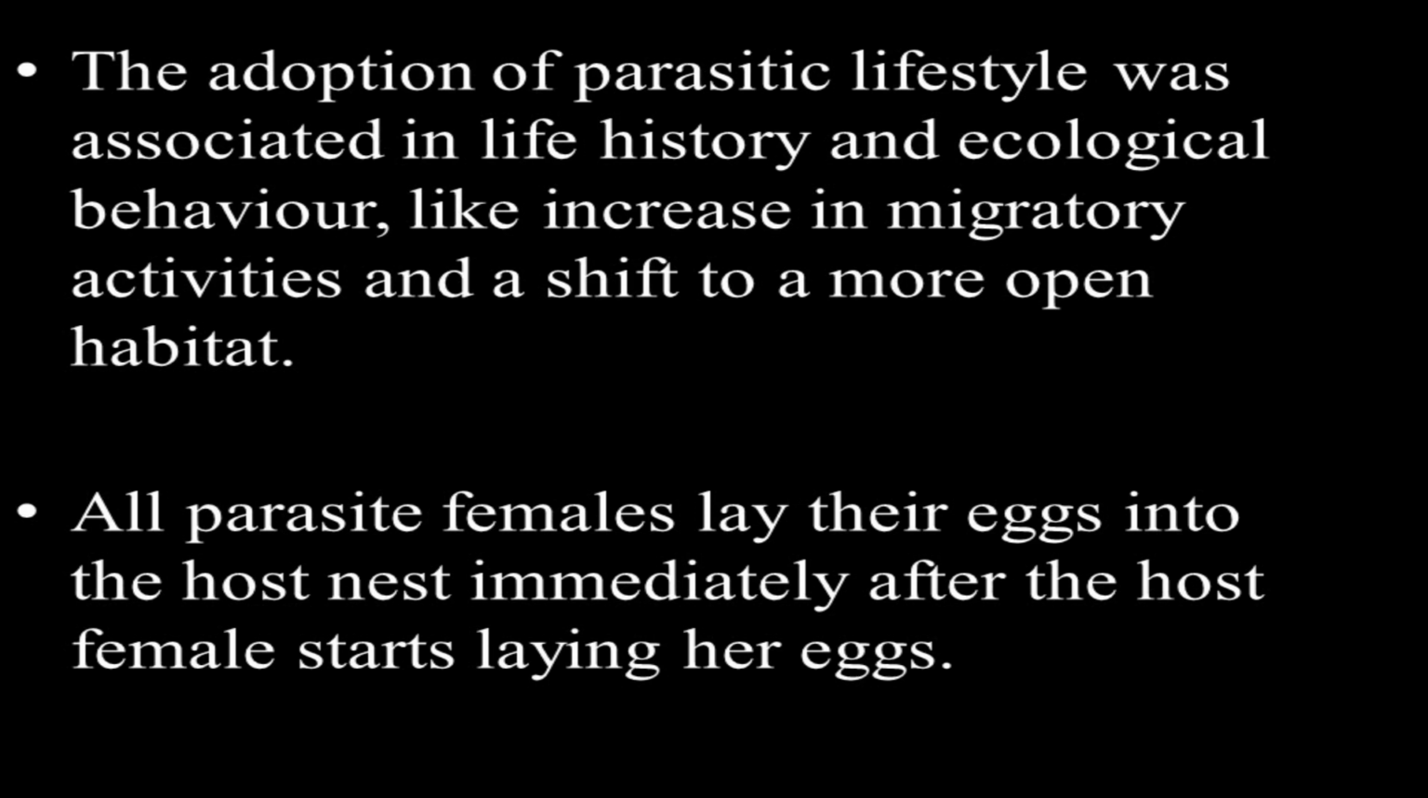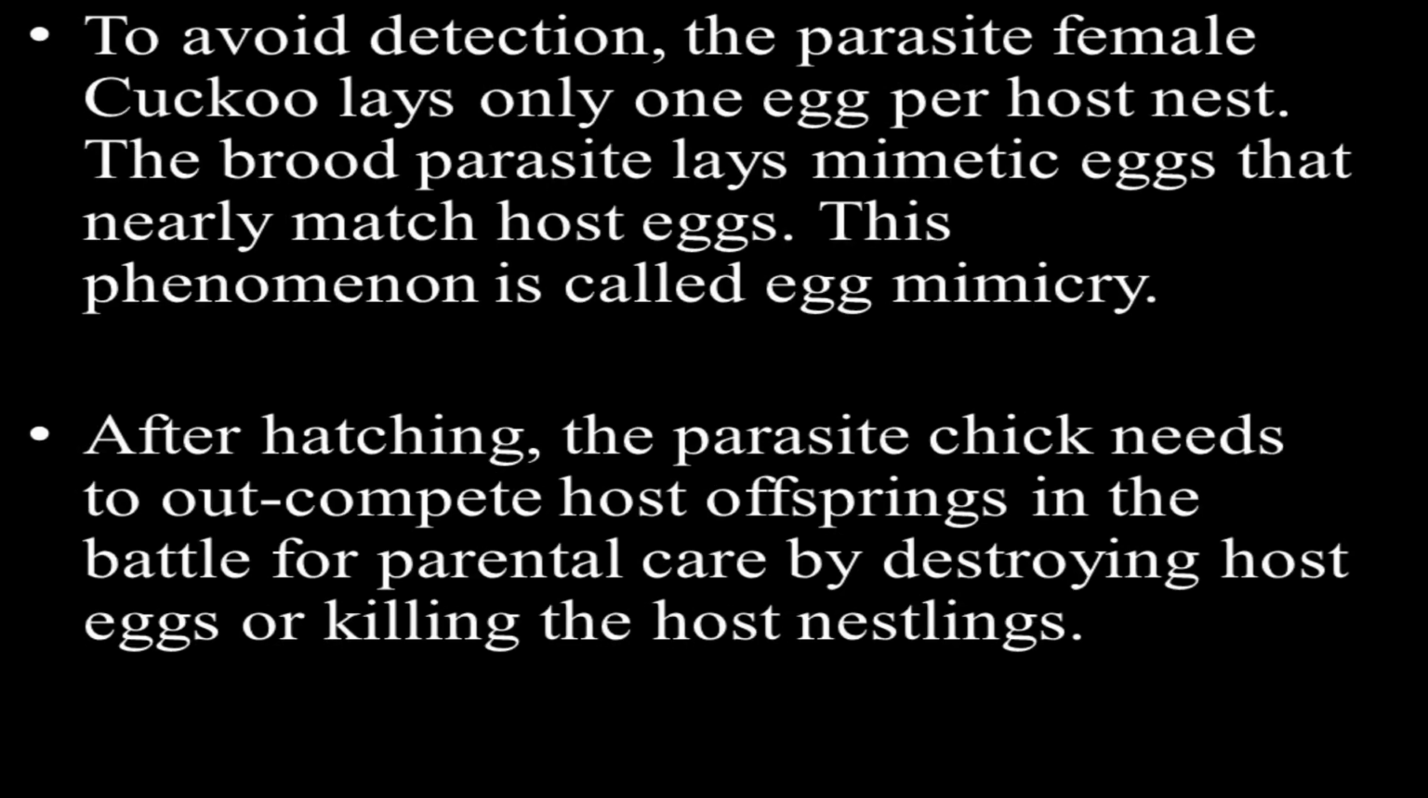The adaptation of a parasitic lifestyle was associated with life history and ecological behavior, like increase in migratory activities and a shift to more open habitat. All parasite females lay their eggs into the host nest immediately after the host female starts laying her eggs. Here also the adaptation is shown by the parasitic female, that is, eggs are laid after the host female starts laying her eggs. To avoid detection, the parasite female cuckoo lays only one egg per host nest.